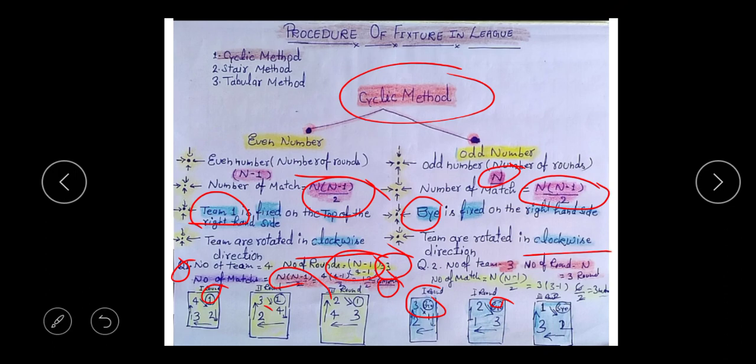Clear? Same rotation. Understood? For the last one, the third round has the same rotation. Follow the same clockwise rotation, one round. Clear? Then here also the same rotation is there. Only one bye will be fixed. Clear? And the difference is the n.